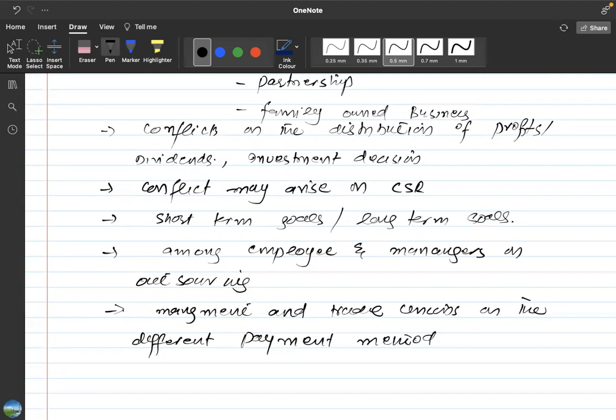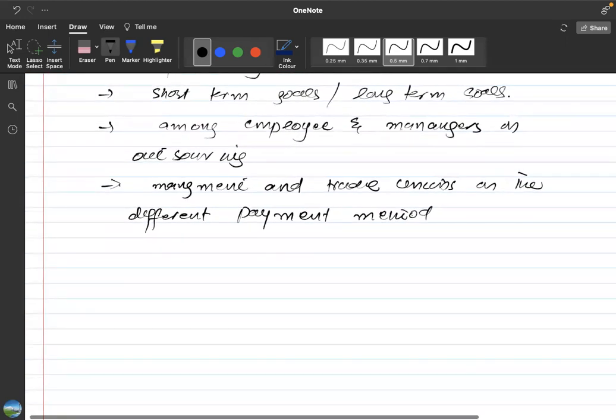The conflict may arise with the government too. Government might want more taxes, and businesses might want to pay less taxes because as a result of paying more taxes, their dividend distribution to the shareholders might be reduced, or their investment perspectives of the future might be reduced. So there might be different conflicts among the different stakeholders of the company.